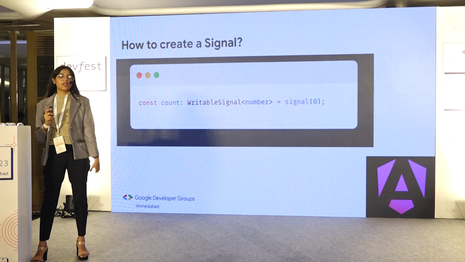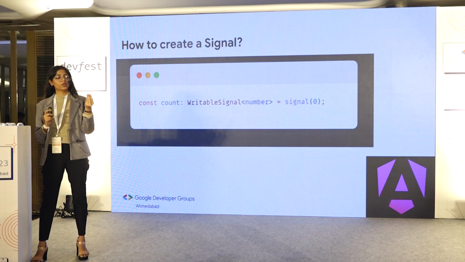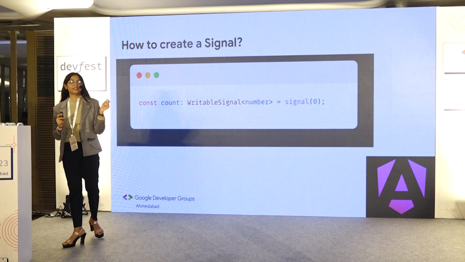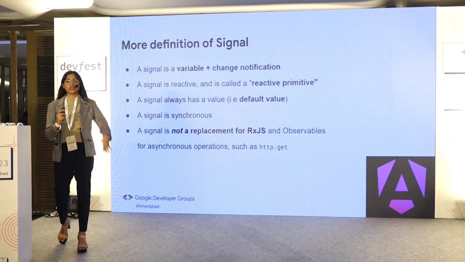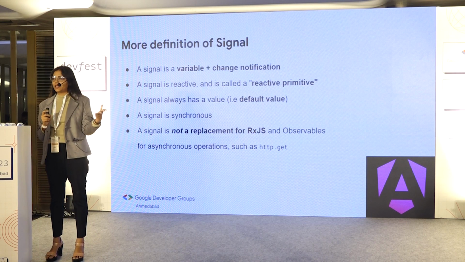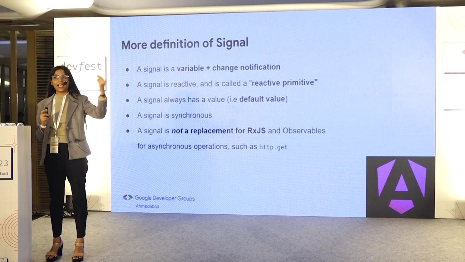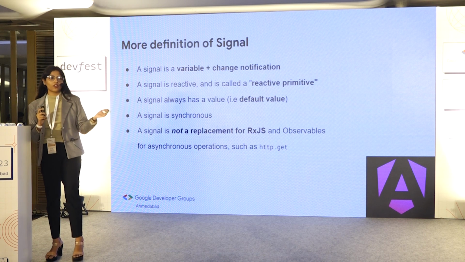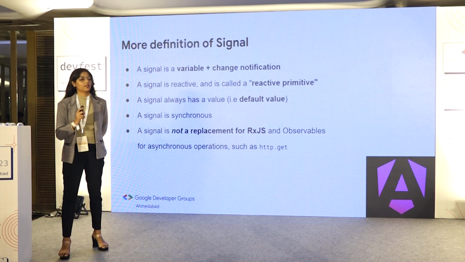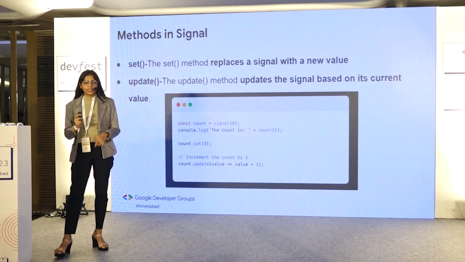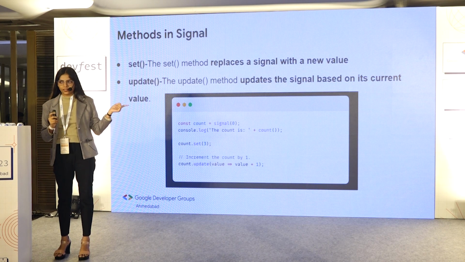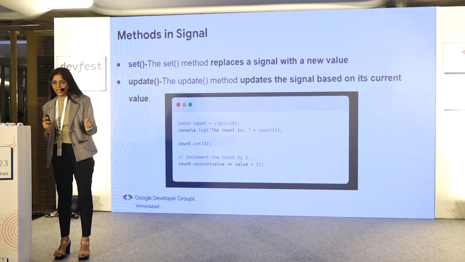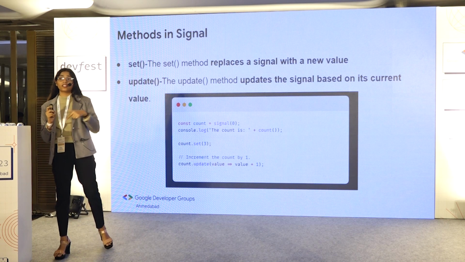How to create a signal? Basically declare the variable. You can mention the type, WritableSignal, and then signal, parenthesis, and the default value. What is a more precise definition of signal? Variable plus change notification. It will have a default value. It is synchronous. And you have to remember that it is not a replacement for RxJS. Methods in signal: we have already discussed set. It removes the earlier value and sets the new value. Then we have update. It will update the signal based on its current value.